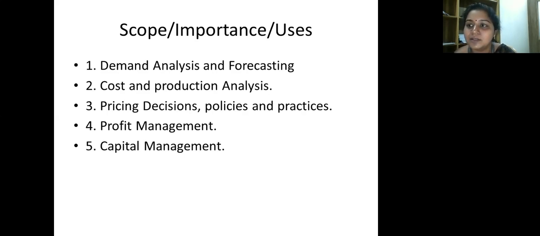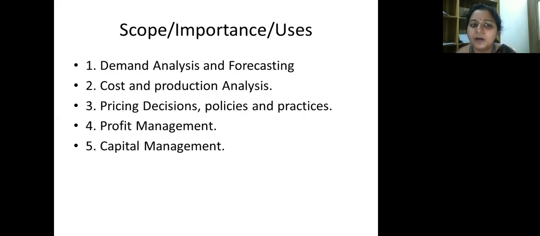So how will you make the pricing decision? Again, for that also the economic concepts will be very helpful. We will see how the pricing decision can be made. Mostly the price-output determination, the market structure chapter, deals with this, because in all the market structures you will be studying price-output determination.